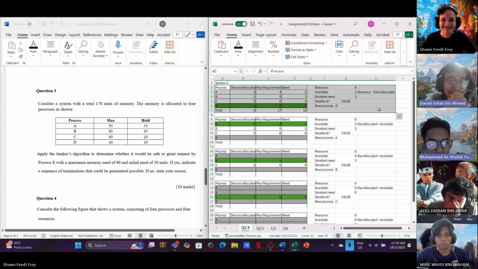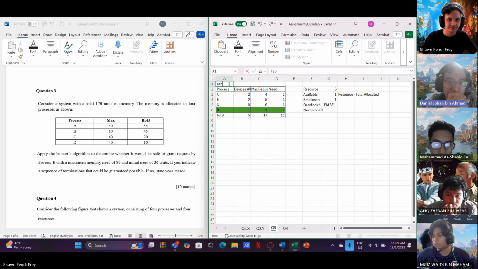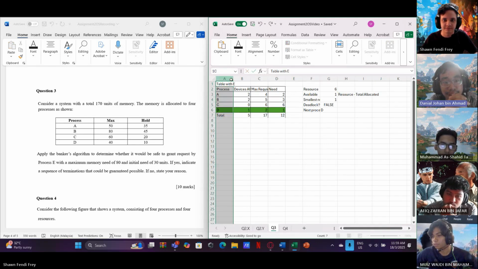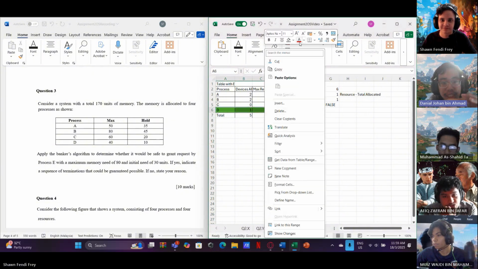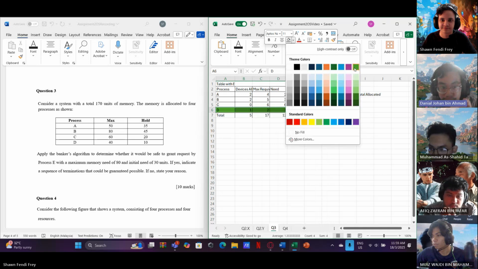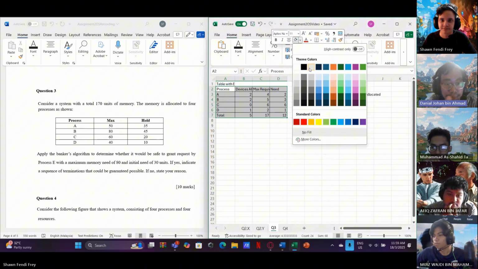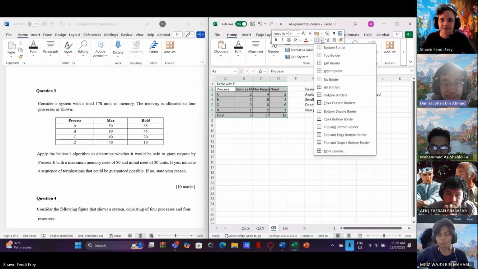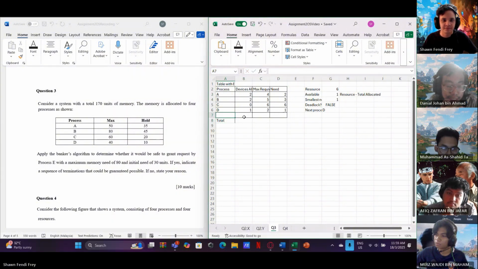Question 3. Consider a system with a total of 170 units of memory. The memory is allocated to 4 processes as shown. Process A has a max of 50 and holds 35. Process B has a max of 80 and holds 45. Process C has a max of 60 and holds 20. And process D has a max of 40 and holds 10. By applying the banker's algorithm, determine whether it would be safe to grant requests by process E, with a maximum memory need of 80 and an initial need of 30 units. If yes, indicate a sequence of terminations that could be guaranteed possible. If no, state your reason.